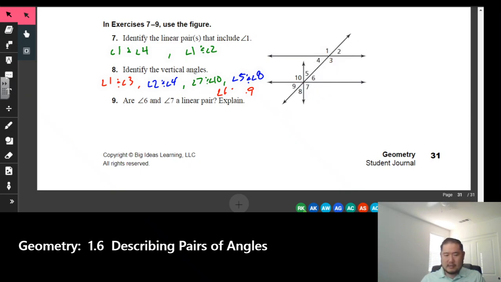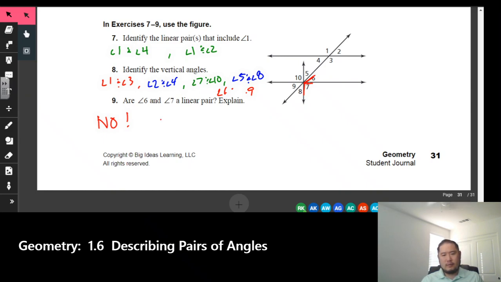We're on the last part right here, number 9. It says, are angle 6 and angle 7 a linear pair? So I'm taking a look right here at angle 6. I'm looking at angle 7. And that does not look like it forms a straight line. So this would be a big old no. Those two angles do not form a linear pair, do not form a line.